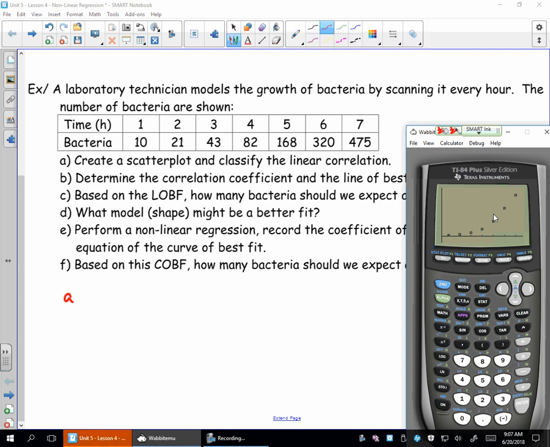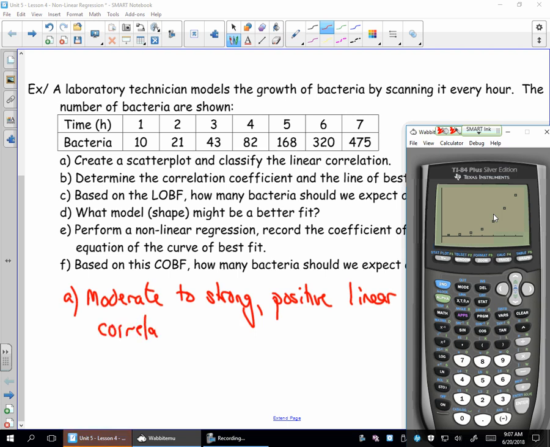Okay, so for A here, we're going to say moderate to strong, positive linear correlation. Now, again, I'm looking at that, I'm thinking it's not really a line, and from what I know from experience, it's not really a line, but mathematically, it seems to fit.